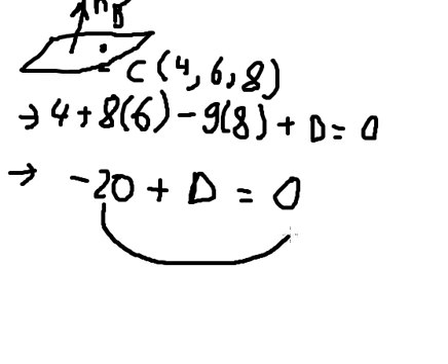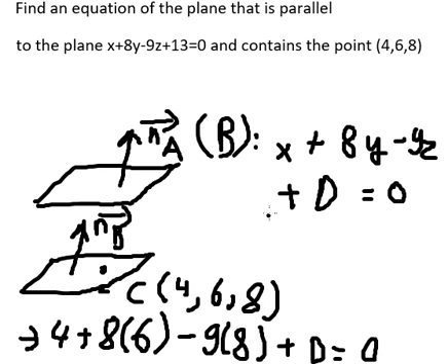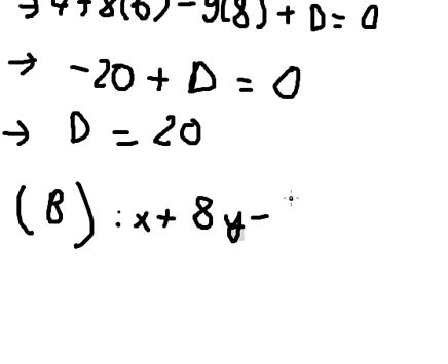Now I will put negative 20 in here, and we have 20. Now we can write the answer, we can write the plane B in here. That should be x plus 8y minus 9z plus 20 equals 0, and this is the final answer. This is the end.